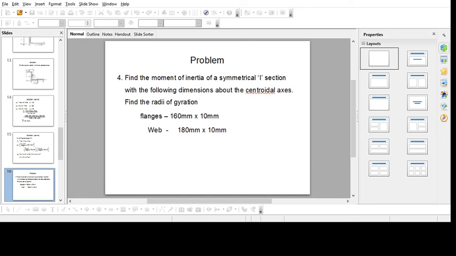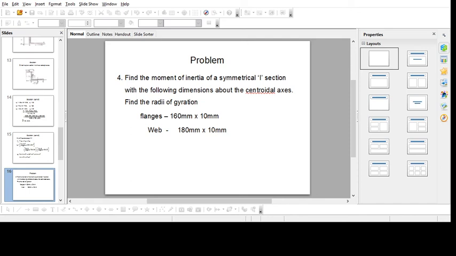Next, moment of inertia about the y-axis. It is Iyy equal to Iyy1 plus Iyy2 plus Iyy3. So simply 2 Iyy1 plus Iyy2. So it is equal to 2 into 10 into 160 cube by 12 plus 180 into 10 cube by 12. So there we have taken the box, we have removed the remaining material which has to be taken off to find an I section.